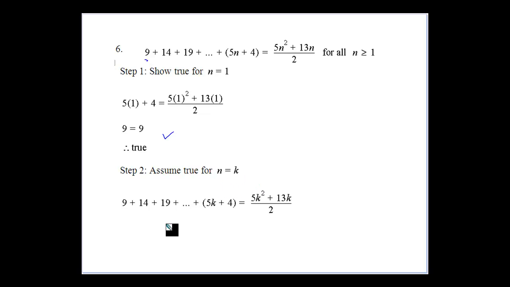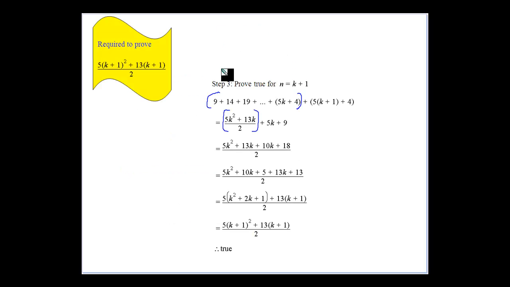We assume it's true for n is equal to k, so that statement is equal to that one. So what we're looking to do when it's n is equal to k plus 1, put a k plus 1 in that spot there. So there's our required to prove: 5 lots of (k plus 1) squared plus 13 lots of (k plus 1). So here's where we're going to have to do a bit of manipulation and a bit of decomposition.